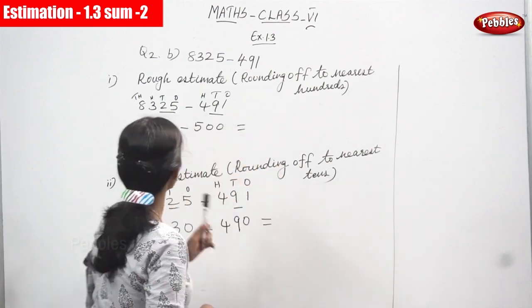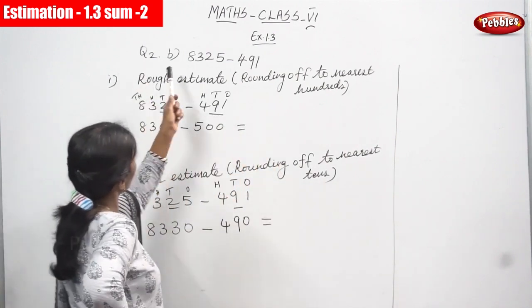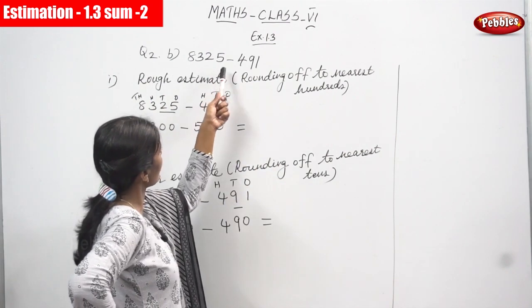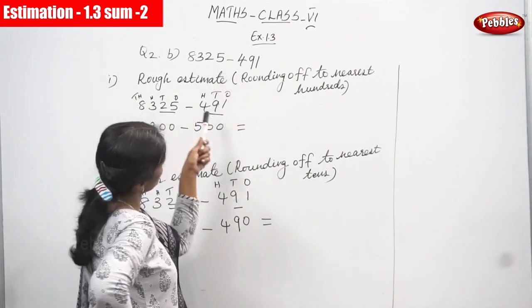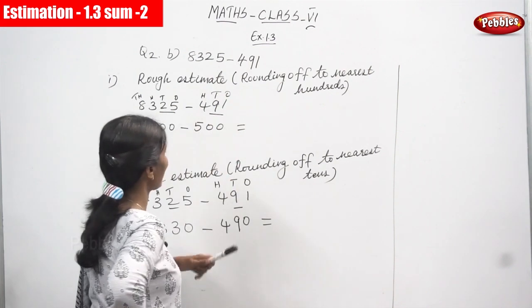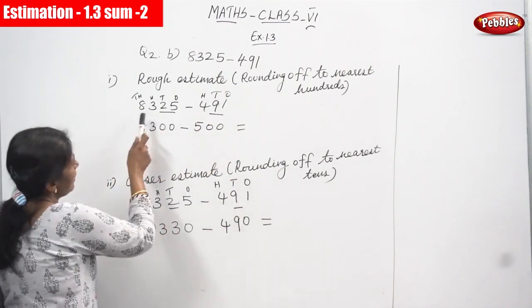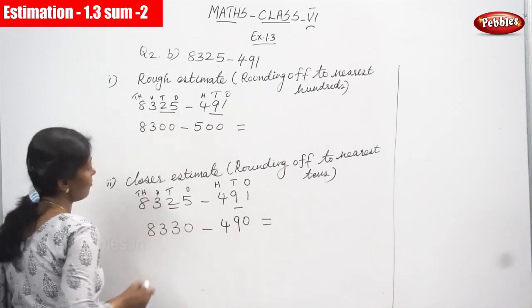Now we are going to do the second sum. Question number 2b, 8325 minus 491. Rough estimate, rounding off to the nearest 100. This is the heading. So the first number is 8325, and you have to write the place value.